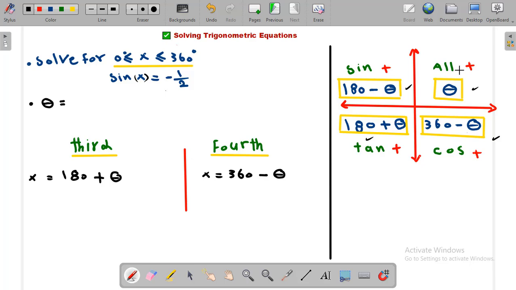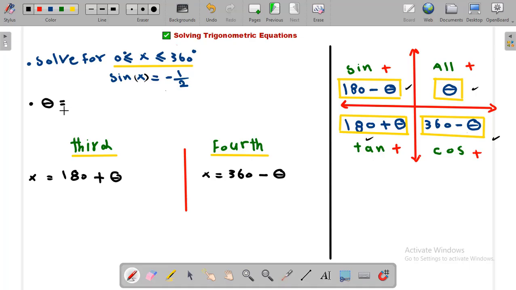In the first, all functions are positive. In the second, sine is positive. In the third, tan is positive. In the fourth, cosine is positive.